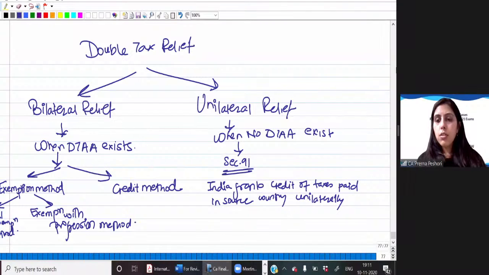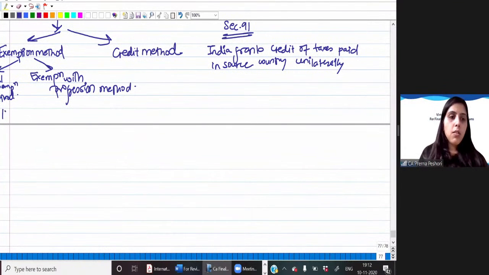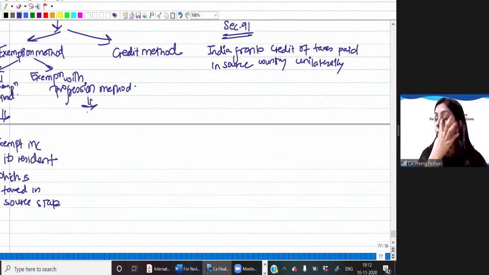What do we mean by the full exemption method? Under the full exemption method, India will exempt the income of its resident which is taxed in the source state. So say, for example, there are dividends received from the USA, and if India follows the exemption method, it will exempt the entire dividends received from the USA. It will not tax it. So if income is received from the USA, say dividend income on shares of some US company, India will not tax it if it is following the exemption method.